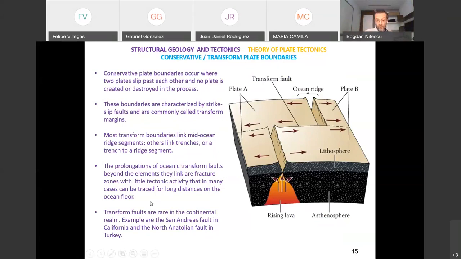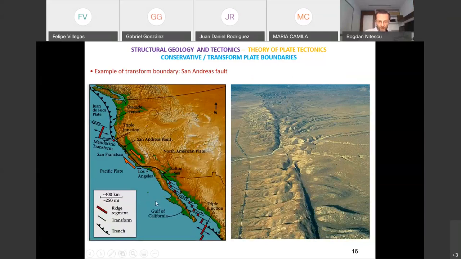It's a plate boundary. So here is the example from California. You see what happens here, kinematically speaking. You have the ridge here that goes into Baja California, goes into the Gulf of California. So here you see basically the transform fault that links the ridge. And here is very interesting. It's even more complex. It links it with another transform boundary called the Mendocino transform and with a subduction zone.